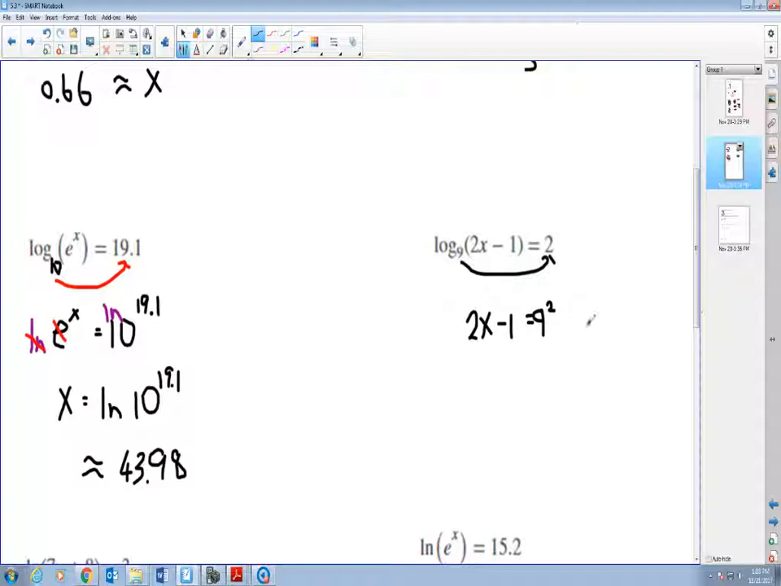So now this equation becomes a linear equation. So this is going to be 2x equal to 9 squared, which is 81. 81 plus 1 is 82. So my answer is 41. Okay, that's all it is.